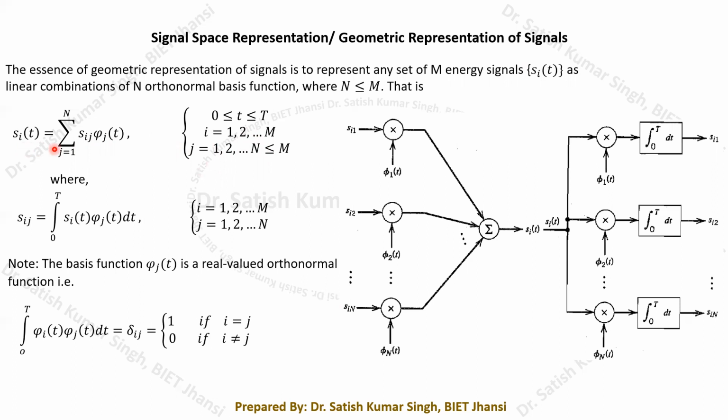How do we calculate this amplitude factor s_ij? It can be calculated by integrating the signal s_i(t), because s_i(t) is the linear combination of all the basis functions with certain coefficients. This is our basis function, and this is the coefficient of the basis function. To calculate s_ij out of the signal s_i(t), we integrate over 0 to T, using s_i(t) multiplied by the basis function phi_j(t), and we get the coefficient s_ij.